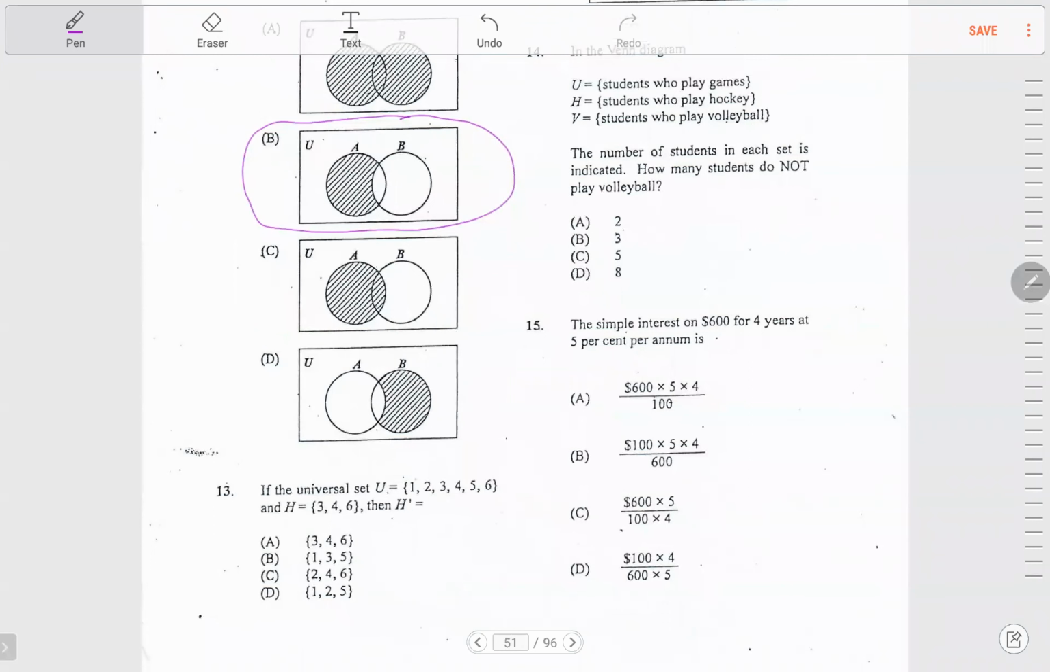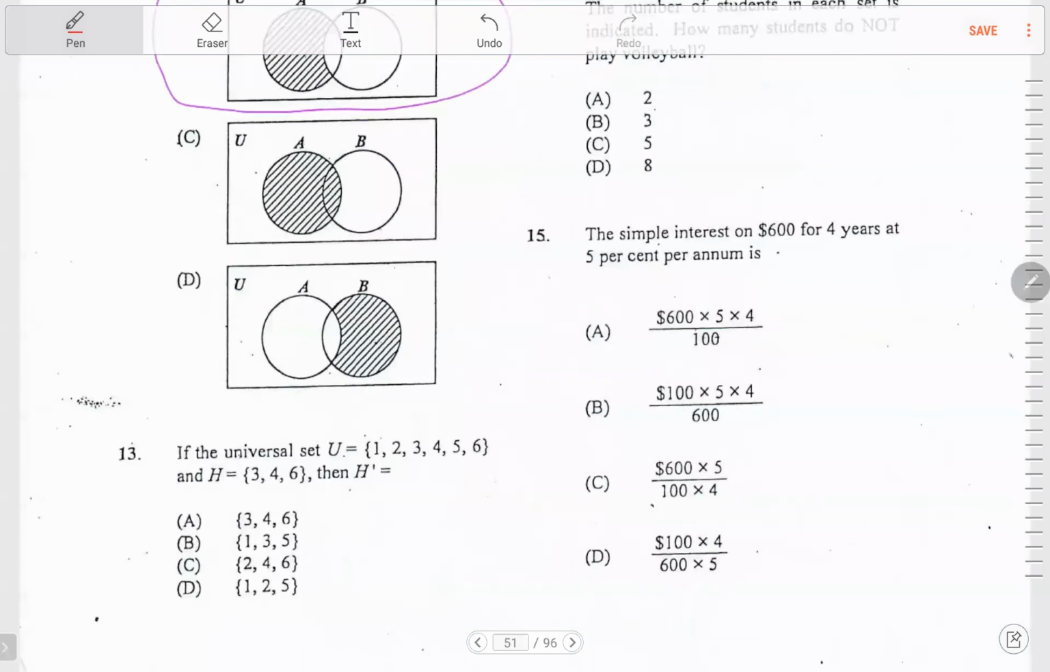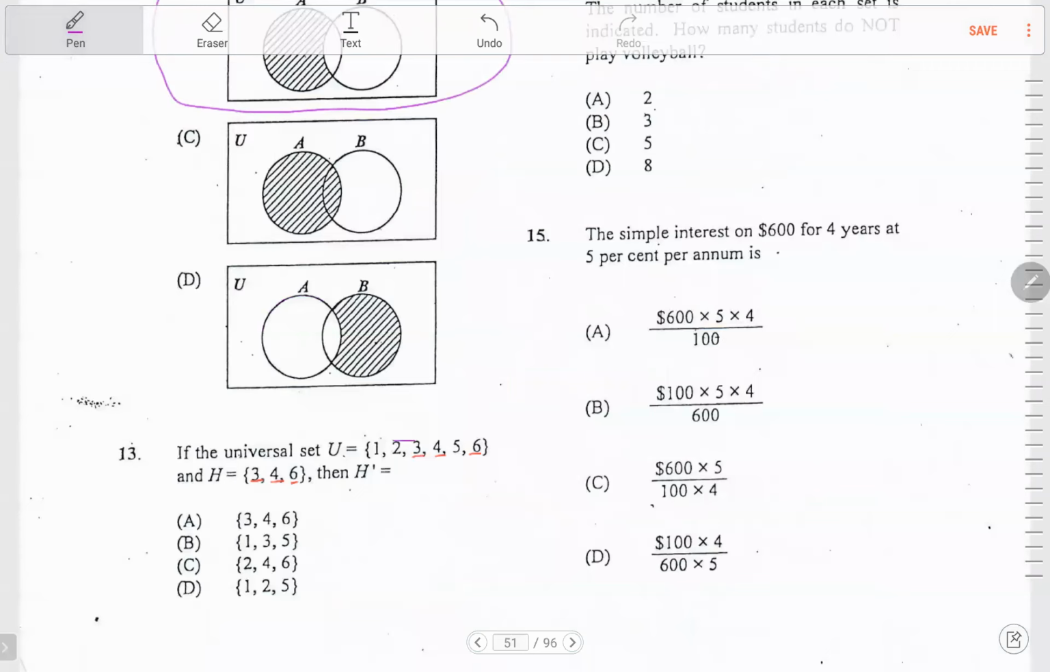If a universal set is 1, 2, 3, 4, 5, 6, and H is 3, 4, 6, H complement is what is not in H. So let's list the elements that are in H first. The elements in H are 3, 4, 6. So H complement, let's put H complement in purple, will be 1, 2, and 5. That will be everything that is outside of H.